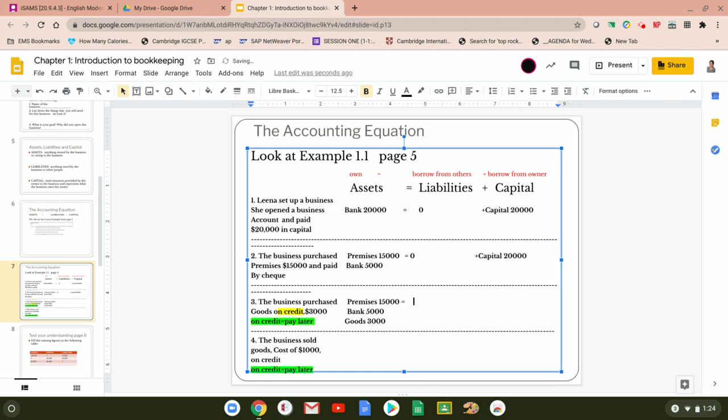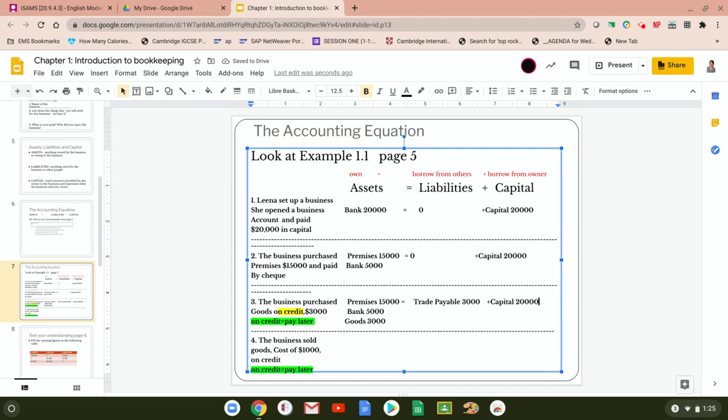The effect is you actually borrowed money from others because it says here you purchase goods on credit. So you got the goods, but you told your supplier that you are going to pay at a later date. So in short, my liabilities will now be trade payable. Trade payable is a business term for people that we borrow money from. So you actually borrowed 3,000, and your capital remains the same at 20,000.